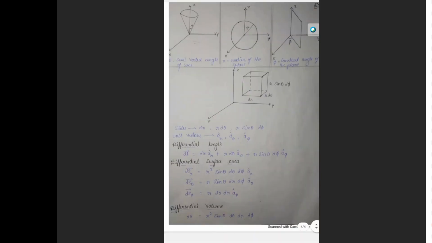If you project all these three figures and construct a cube, what will be the sides of the cube in spherical coordinates? They are dr, r d theta, and r sine theta d phi. The unit vectors are ar, a theta and a phi. Then you can write all these three terms. So for MCQ or objective types, any formulas can be asked from this part.